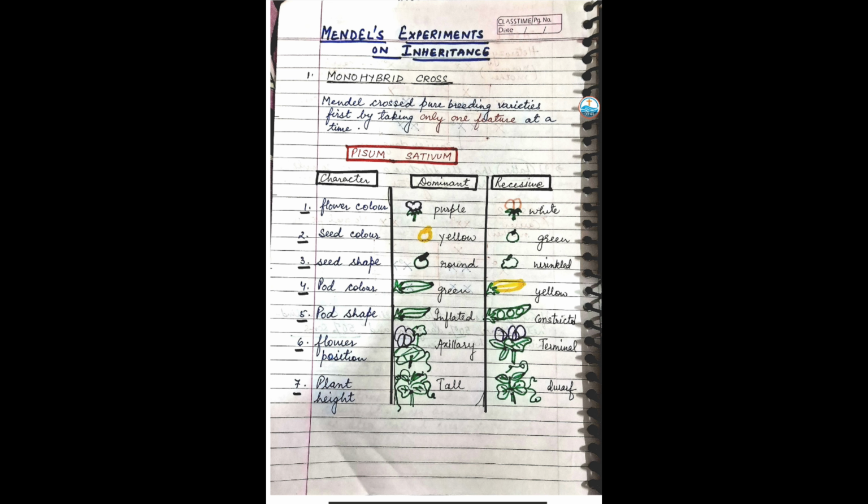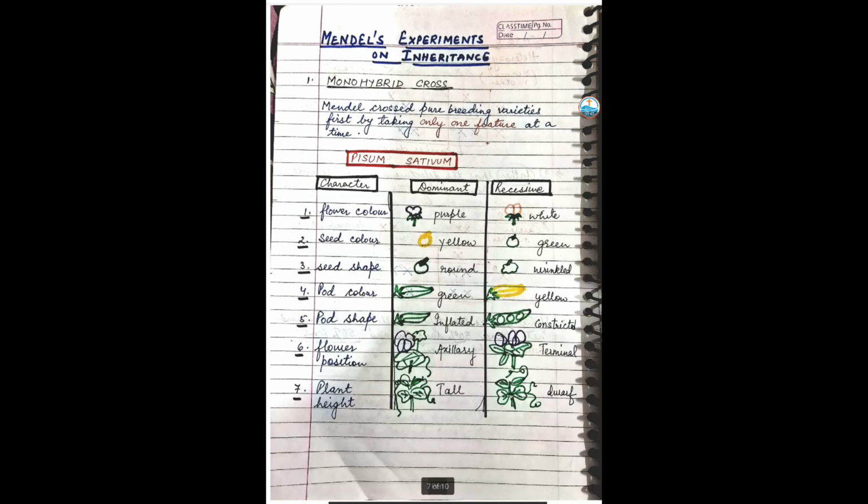So, monohybrid cross. Mendel crossed the pure breeding varieties, taking only one feature, meaning any one. You can see here he has taken Pisum sativum, which is the botanical name of the pea plant. A 1 mark question will come, and I have seen many times that this question has come, which children generally avoid. I have seen in the question paper that the botanical name of the pea is Pisum sativum. That is why I have just highlighted it.